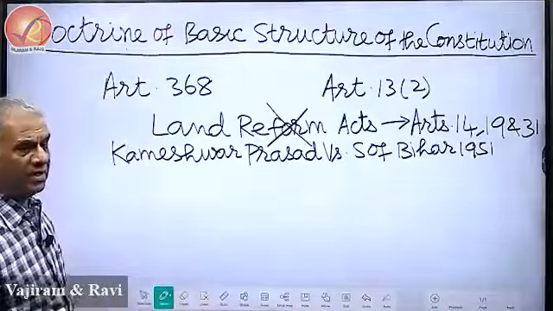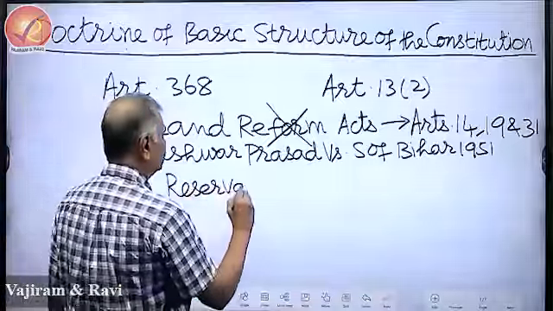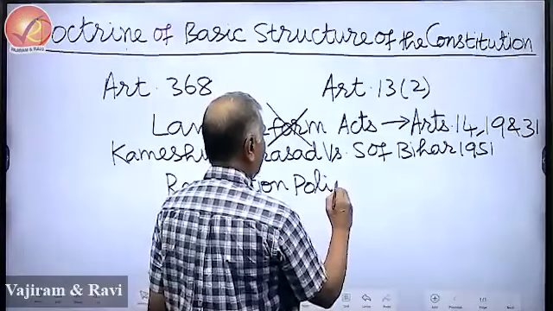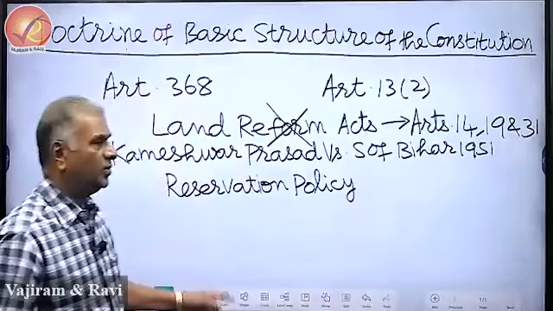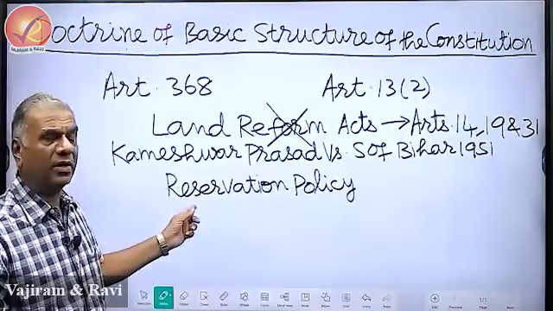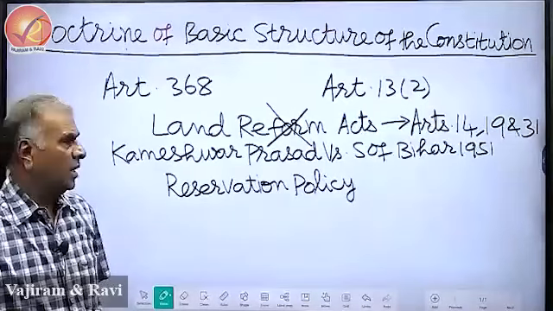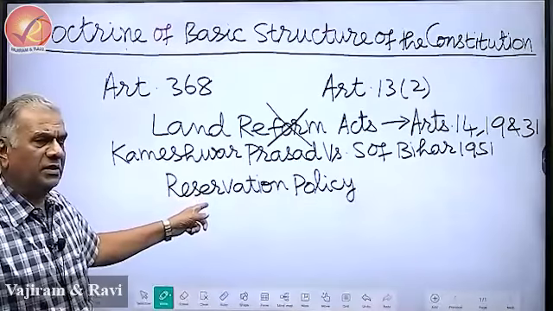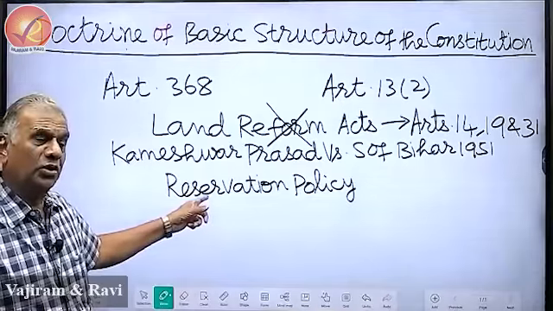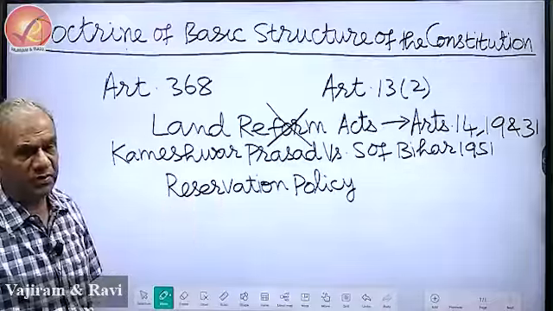Similarly, the government of Madras introduced a reservation policy. So it was a policy to reserve seats for the backward classes of citizens in higher educational institutions. So under this reservation policy, the government of Madras became the first government in India to reserve seats for the backward classes of citizens in educational institutions.